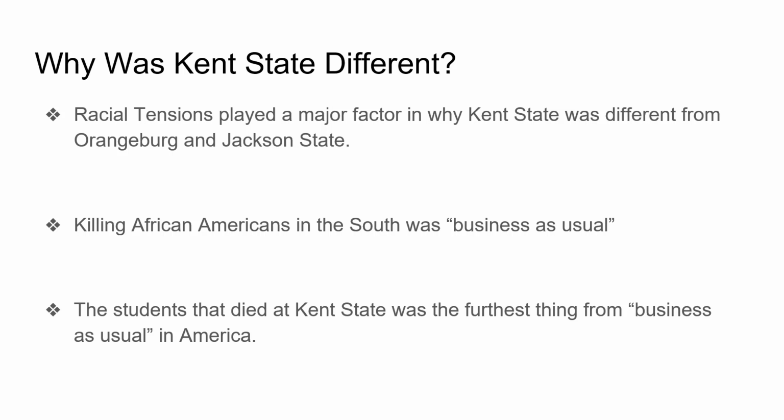One of the key differences between the Kent State tragedy and the tragedies at Orangeburg and Jackson State was the racial tensions that plagued Orangeburg and Jackson State. What occurred in Orangeburg and Jackson State happened in the heart of the South, where racial tensions still ran high. The deaths of African Americans in the South at the time seemed to be business as usual, as awful as that is to say now. What happened at Orangeburg and Jackson State wasn't entirely unexpected.